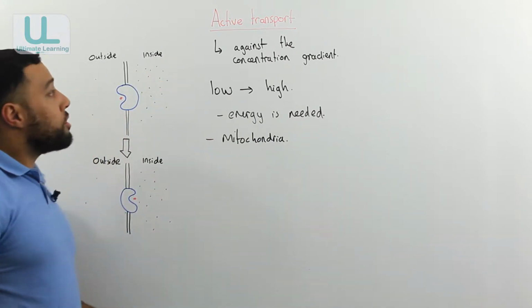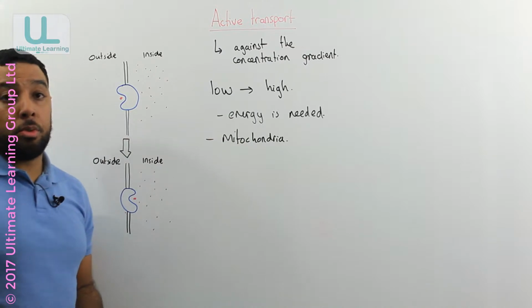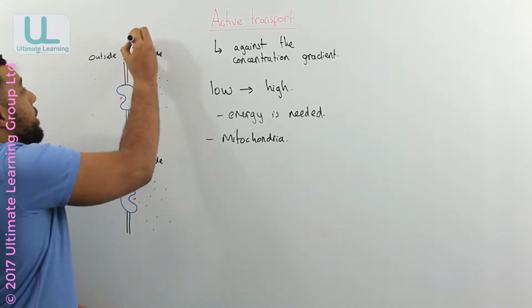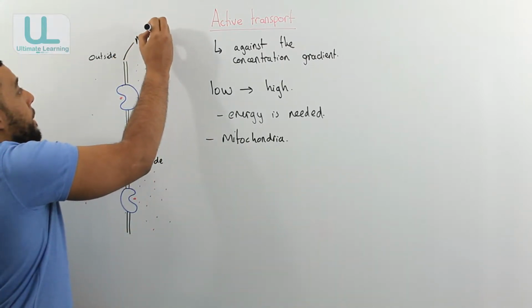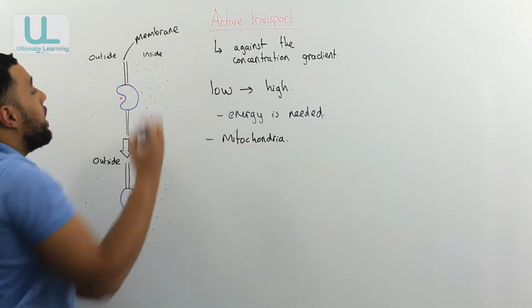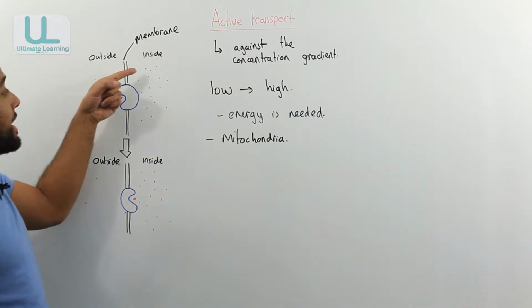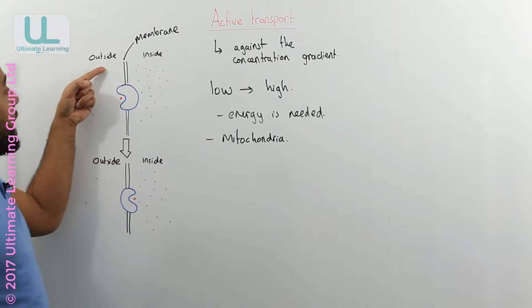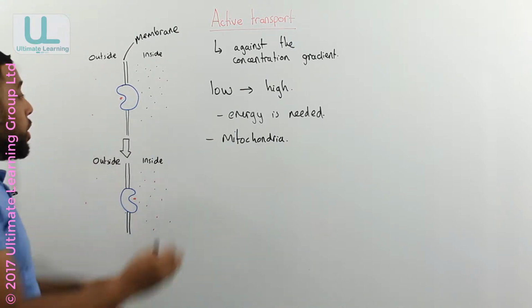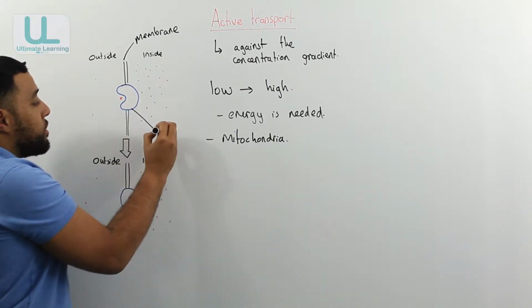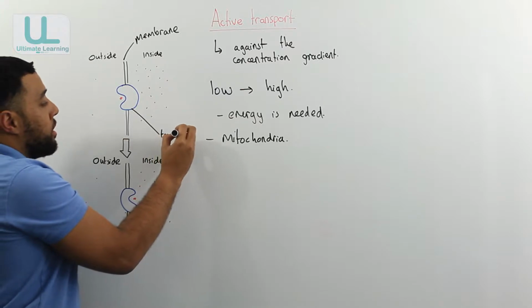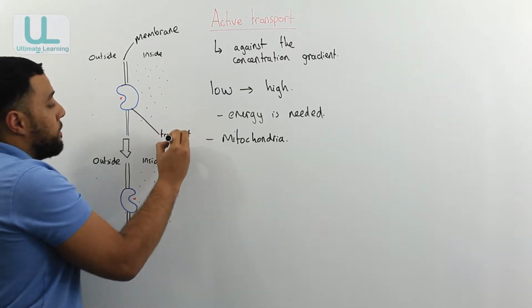On the board here, I've drawn a diagram of what active transport would look like. And you can see here that we have a membrane, and this membrane separates inside the cell from outside of the cell. We also have this transport protein.